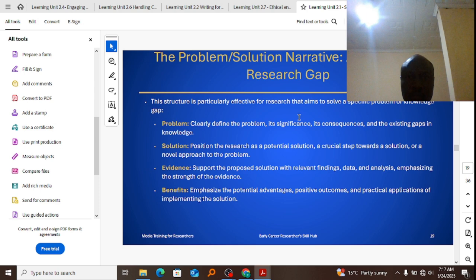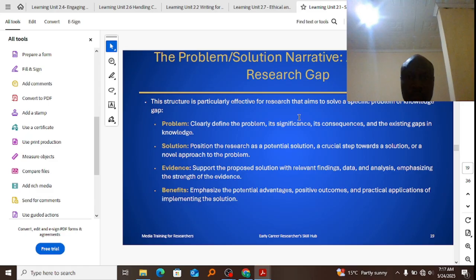The problem-solution narrative, addressing a research gap. The structure is particularly effective for research that aims to solve a specific problem or knowledge gap. Problem: clearly define the problem, its significance, its consequences, and the existing gaps in knowledge. Solution: position the research as a potential solution, a crucial step towards a solution, or a novel approach to the problem. Because the intention is that you want your research to give a solution, a novel approach to the problem. So that one must be very clear.